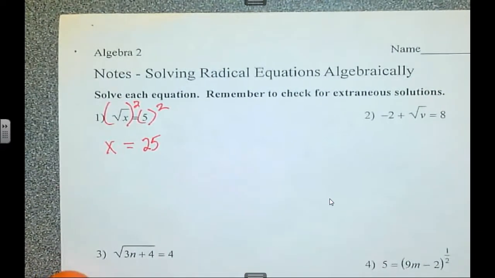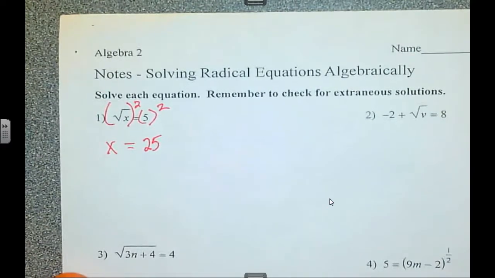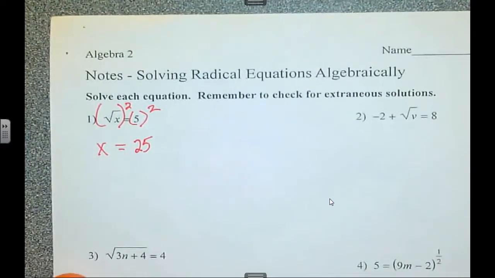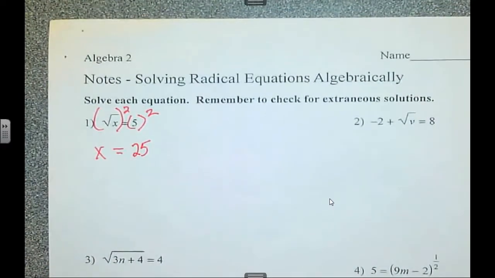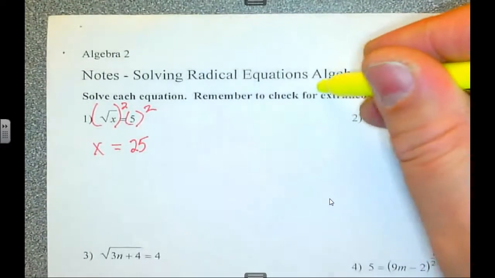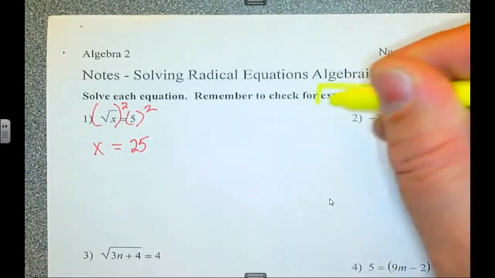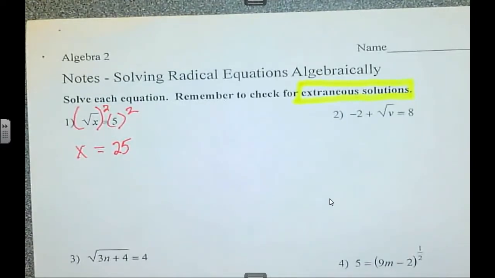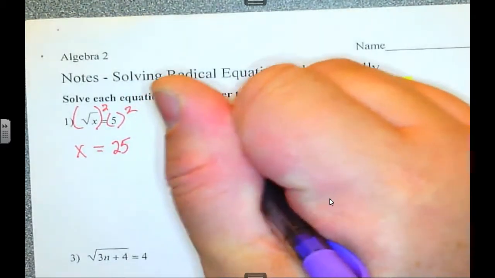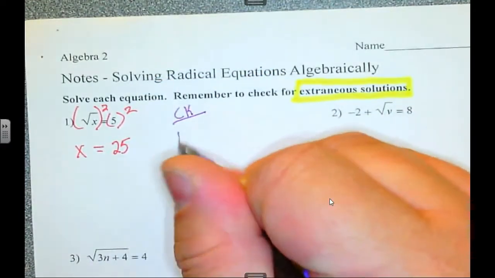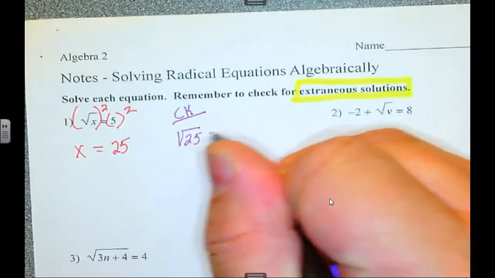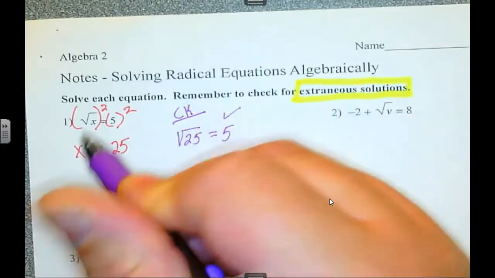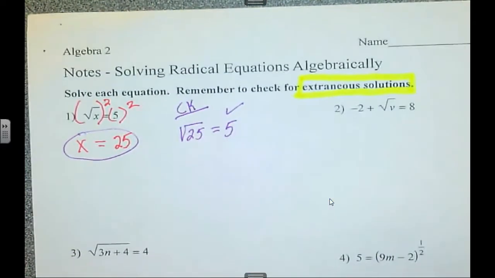Now, here's the problem with solving these algebraically and not graphically. We get what's called extraneous solutions. You must tell me if it is an extraneous solution or not. The only way you can do that is to check your answer. So, does the square root of 25 equal 5? Why, yes, it does. So, therefore, this is a correct answer.